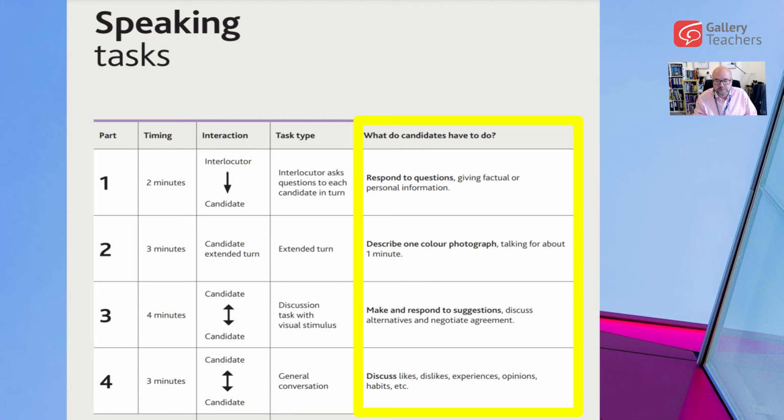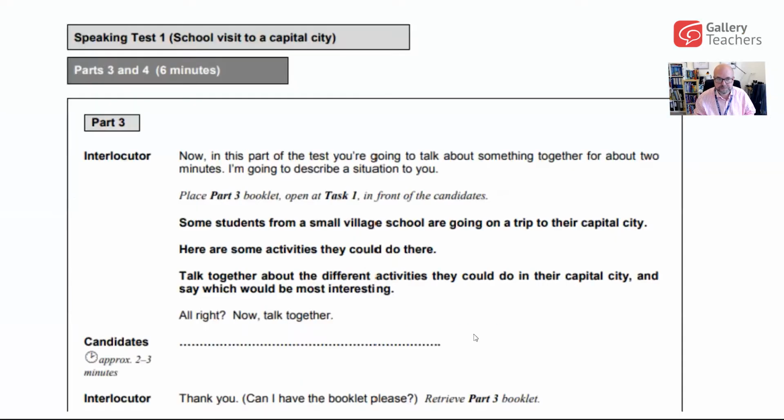Now, of course, when it comes to likes and dislikes, there's a lexical area here. So there may be an overlap with linguistic development. But I think we agree when we're looking at the discussion of alternatives and negotiation of agreement, this is something that is much more a functional area than it is a lexical area. And that's why it's important for speaking skills development.